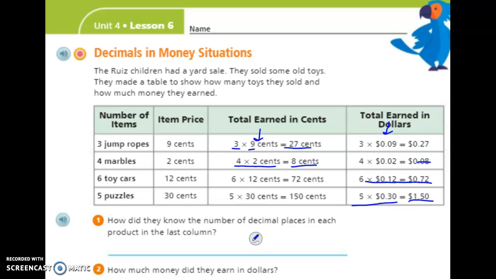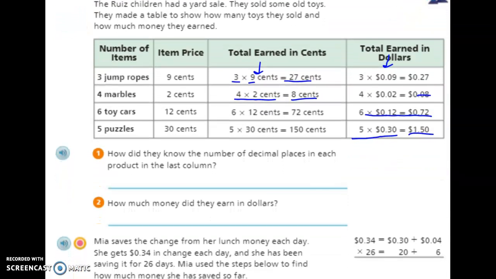All right, well now, how did they know the number of decimal places in each product in the last column? How did they know that the decimal was going to be here? Well, we're talking about money, right? And so you know money always has 2 decimal places. So you could say something like money has 2 decimals. Go ahead and write that in.